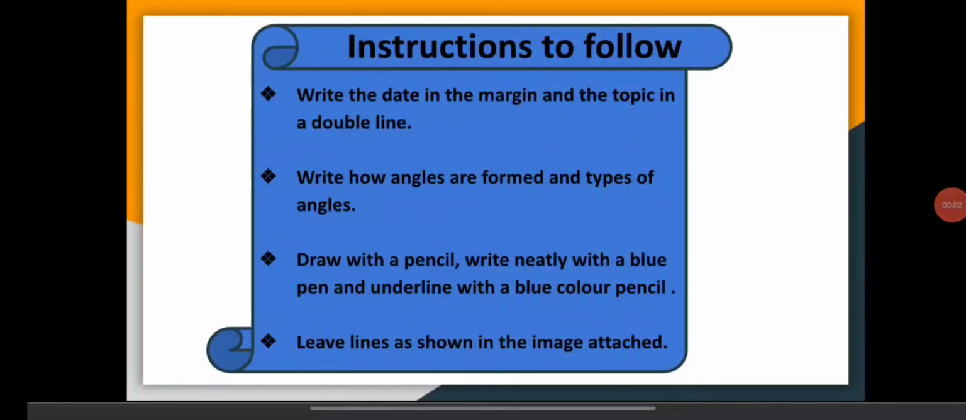Here are some instructions to follow when doing your activity. Write the date in the margin and the topic in a double line. Write how angles are formed and types of angles. Draw with a pencil, write neatly with a blue pen and underline with a blue color pencil. Leave lines as shown in the image attached.